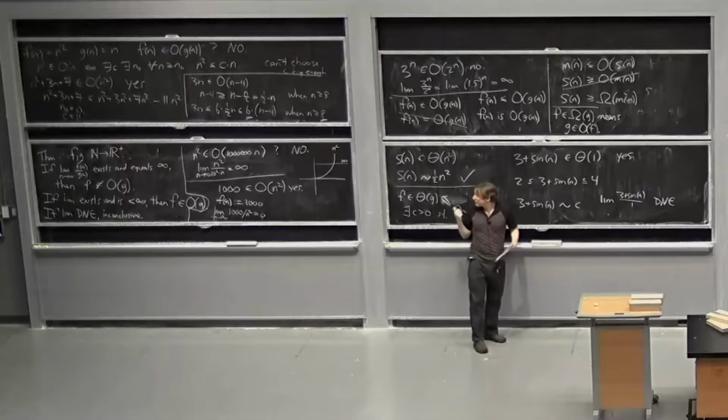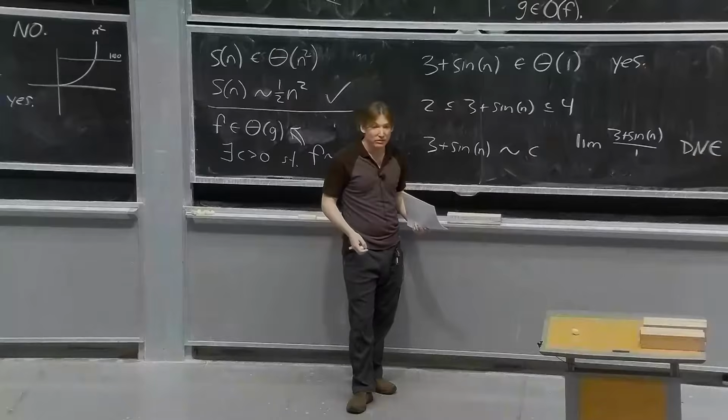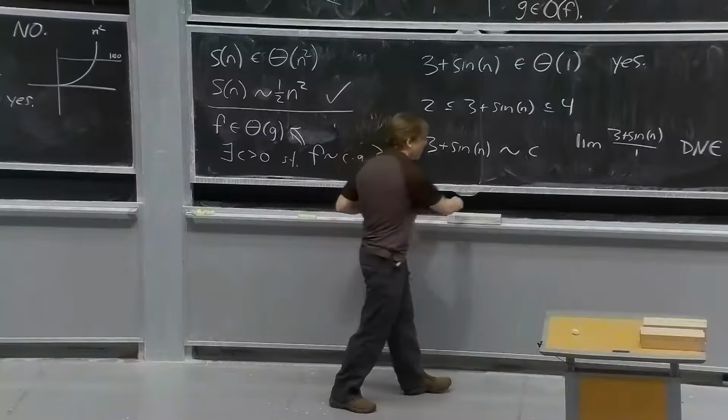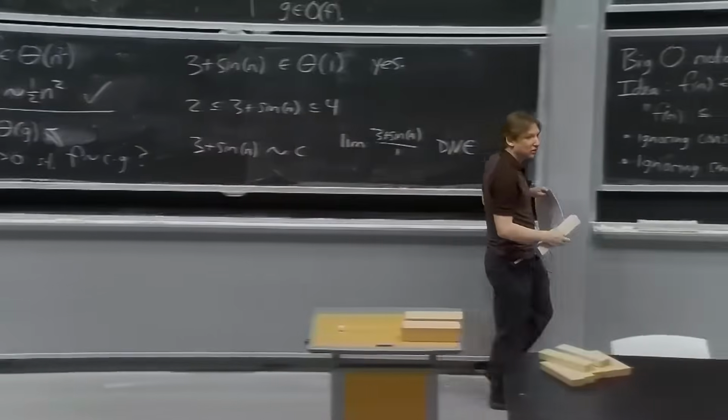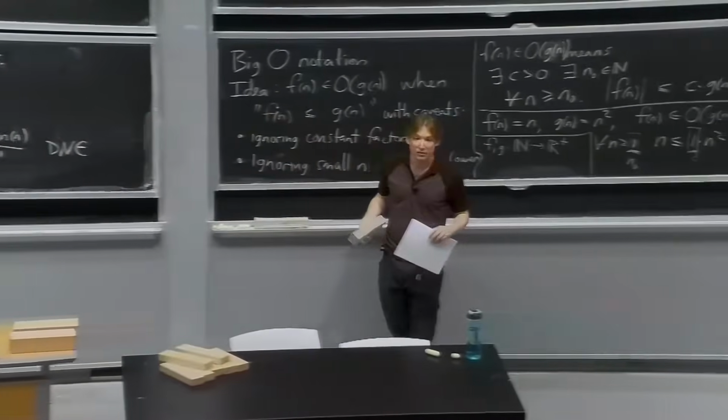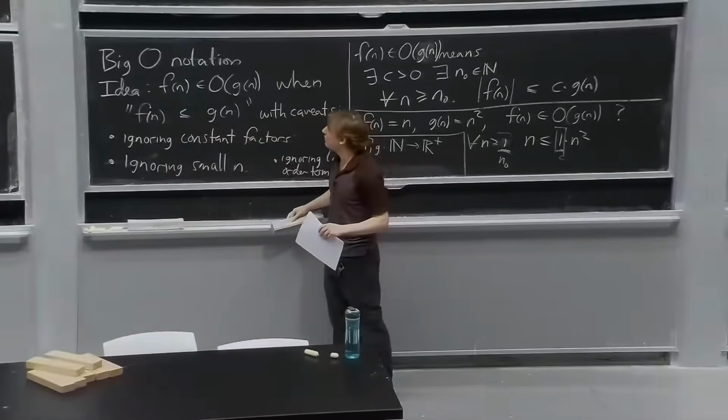We mentioned earlier that if the limit doesn't exist, sometimes they are not big O of each other. Can anyone think of an example of that? Two functions whose ratio does not have a limit, where f is not big O of g.